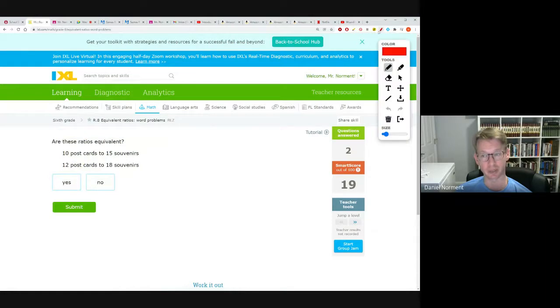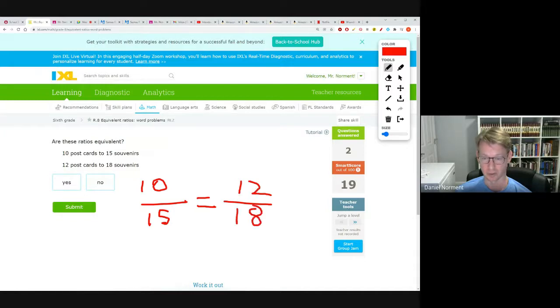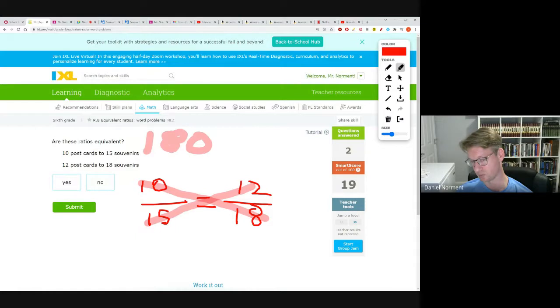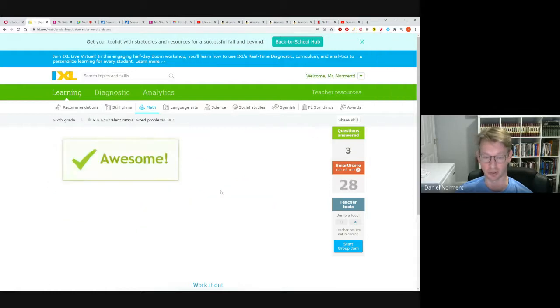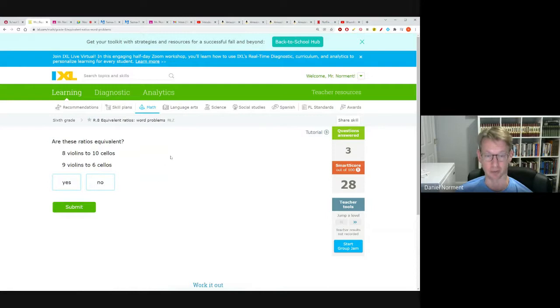Now, the way that we did this yesterday, you can do the same thing. You can set up a proportion, cross multiply, and see if they also work in that regard, okay? So, for example, 10 times 18 is 180. 15 times 12 is also 180. So they are equivalent. So there's multiple ways that you can solve this to see if these are equivalent, okay?